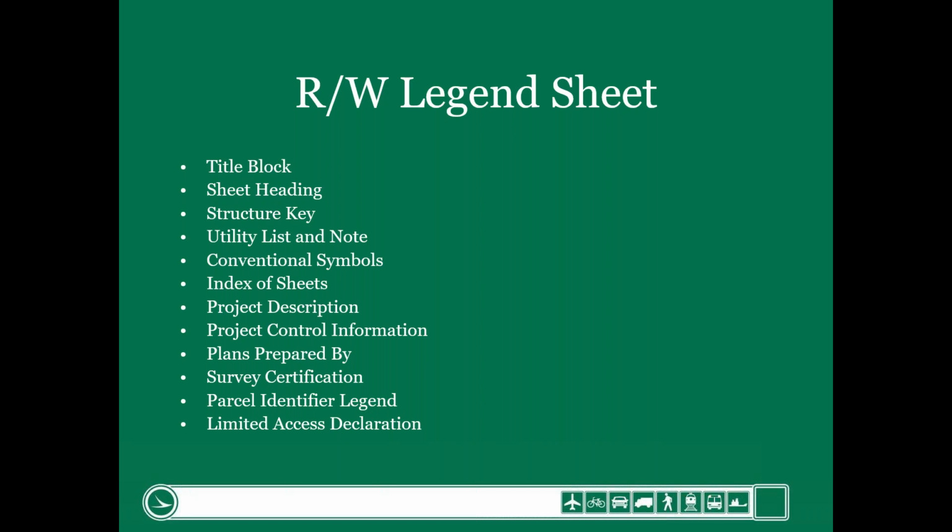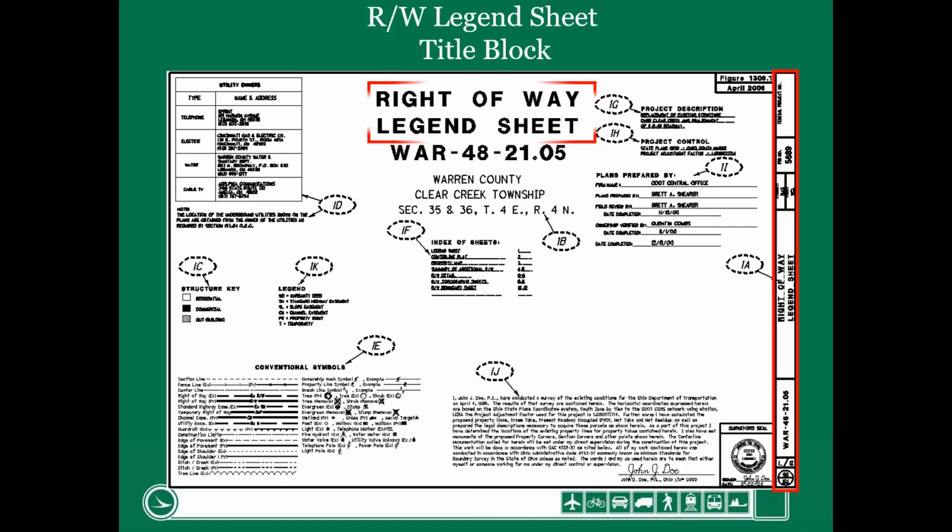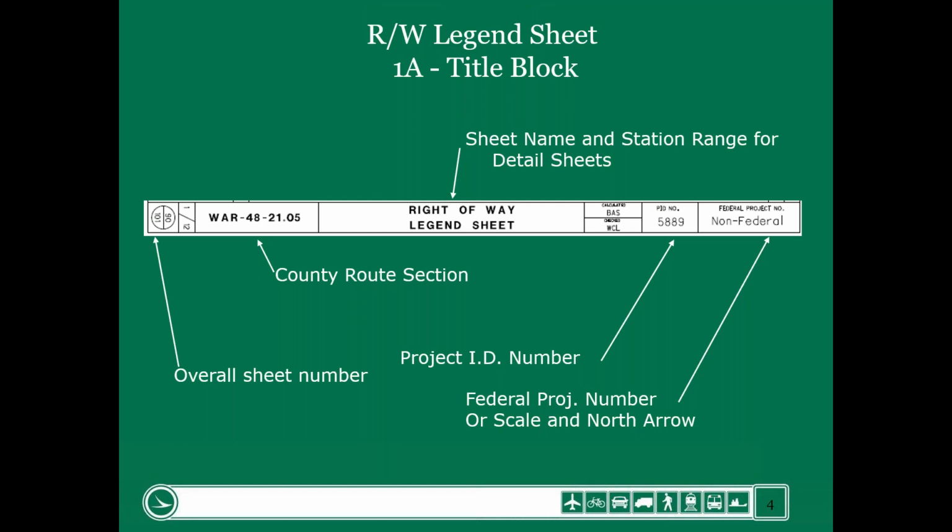This slide shows you the things we're going to go over. Some of them we're going to go over very quickly because much of it is review, just minor changes. At the very top, as you can see on the legend sheet, it says right-of-way legend sheet. And then you have your county route and your section. We also have a title block on the right-of-way plan sheets, just like we did in the construction plans on the right-hand side. There are 2 things that are different.